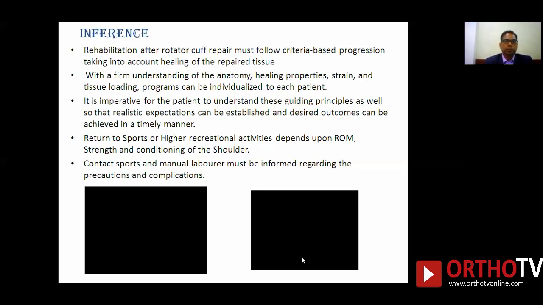Return to sports or higher recreational activities depends upon how early the patient gains passive or active assisted range of motion, and how the patient improves strength and conditioning of the shoulder. Contact sports players and manual laborers must be informed regarding the precautions and complications.